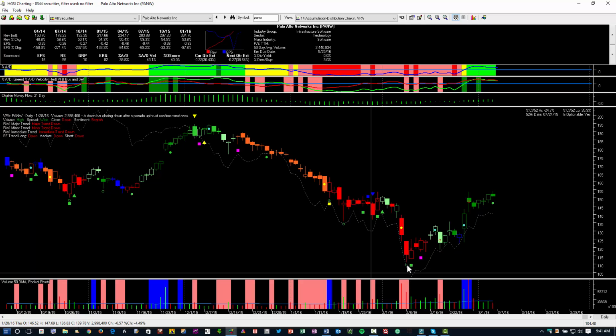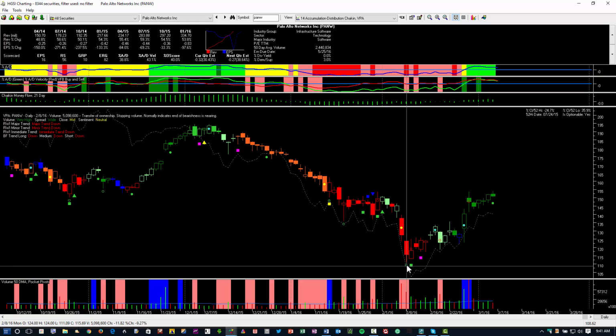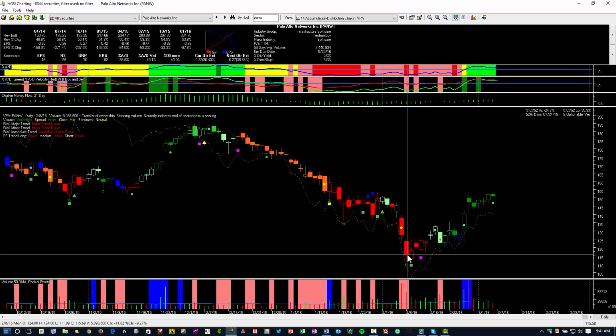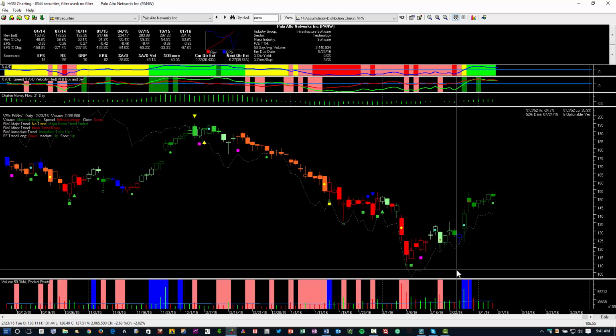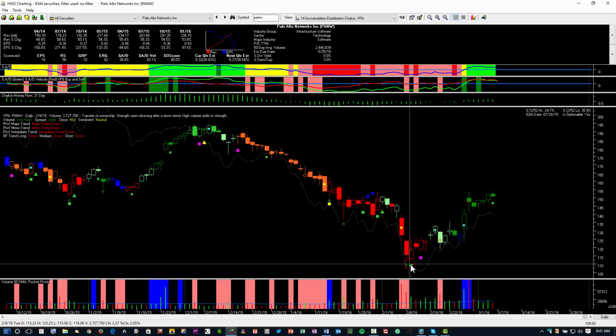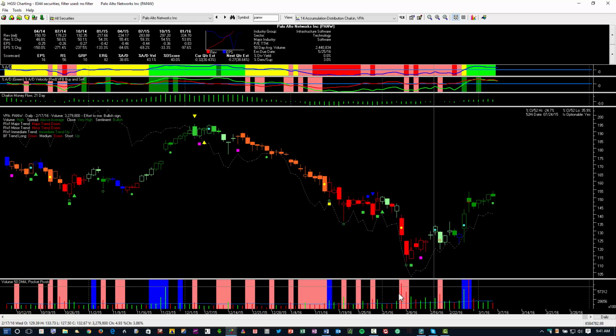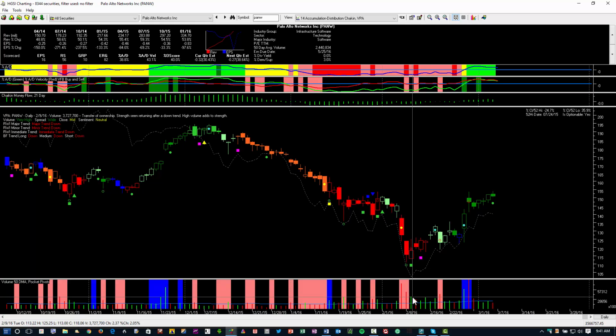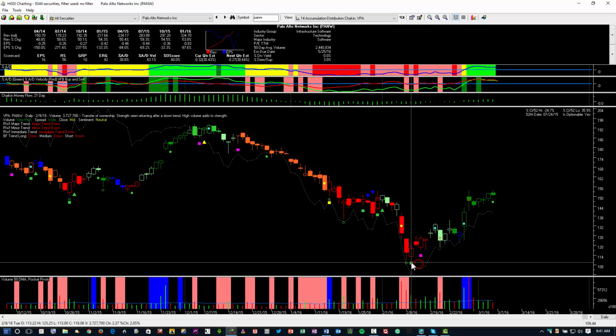There are negative pocket pivots. This stock traded down. A signal was generated. The group's still going down, but there are buyers coming in at this point. How do you know? Look at the tail. Then what happens the next day? We get a signal, transfer of ownership, which is the red dot, and strength seen returning after a downtrend. And the high volume adds to the strength. It's not as high as these two, but notice that the volume is much higher than the 50-day moving average on this chart.